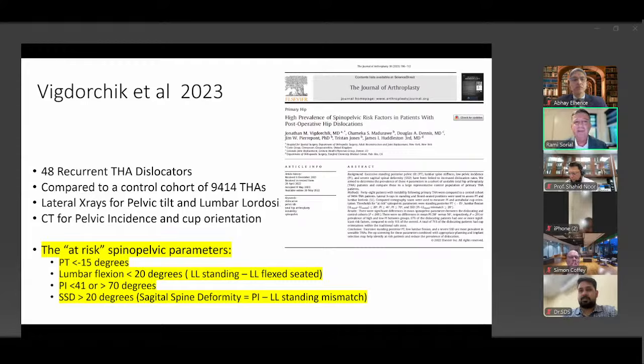They looked at 48 recurrent hip dislocators, compared them to a control cohort of over 9,000 hips. That included lateral x-rays for pelvic tilt, lumbar lordosis, CT for pelvic incidence, cup orientation. And this is the protocol I use now in workup of a patient. They get x-rays of the pelvis, x-rays of the spine, both standing and flex-seated, as well as CT.